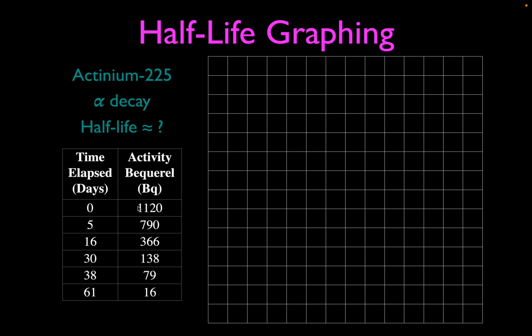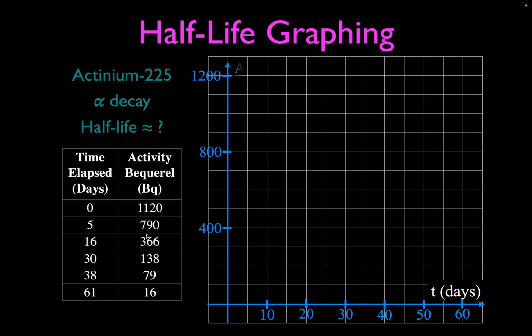You can see that this is 1120, half of that would be 560, and that would fall right in here, so we're pretty sure our half-life is going to be somewhere between 5 and 16. But we don't have 560 on here, so we're going to graph our data by putting the time on the x-axis and putting the activity on the y-axis and plotting all 6 of those data points.